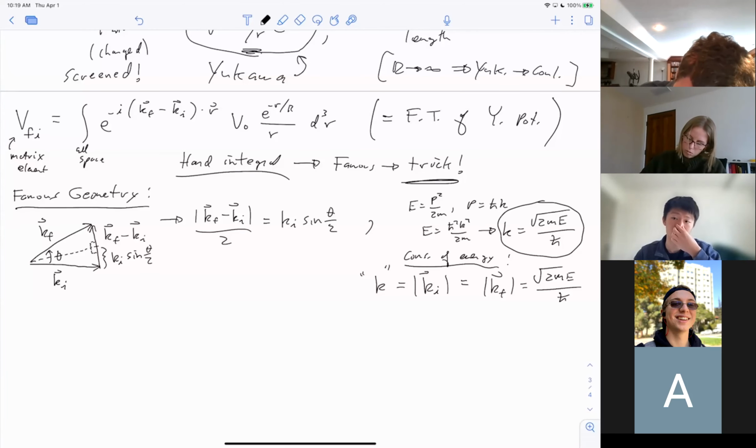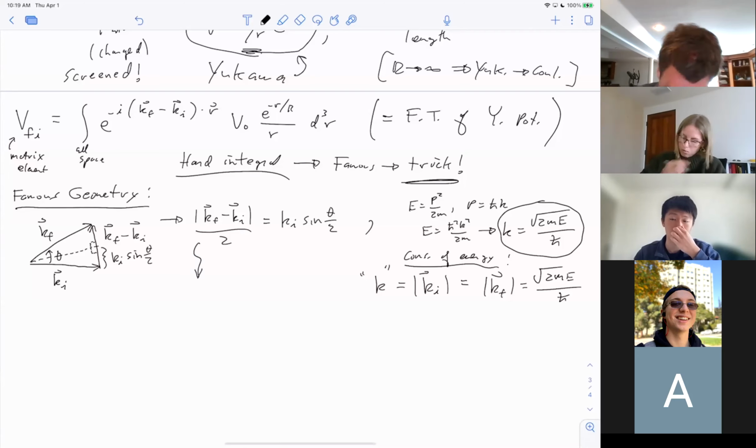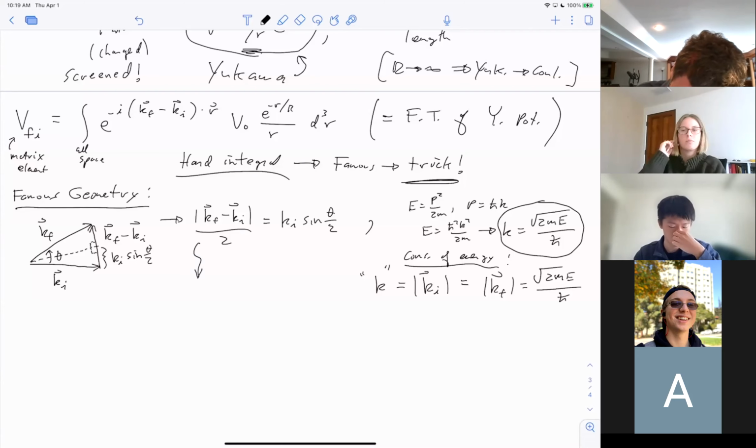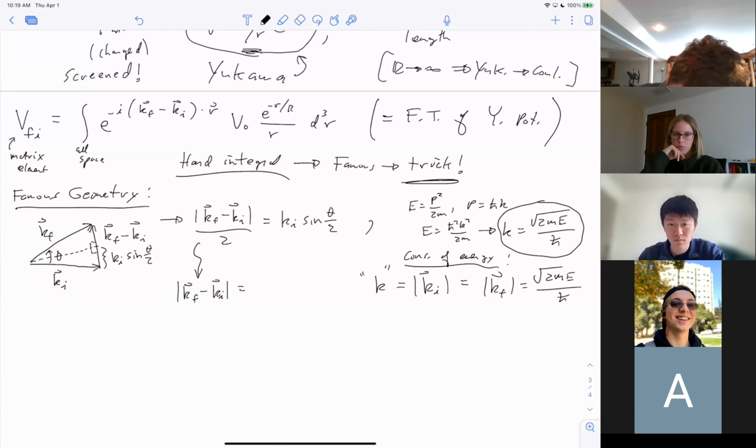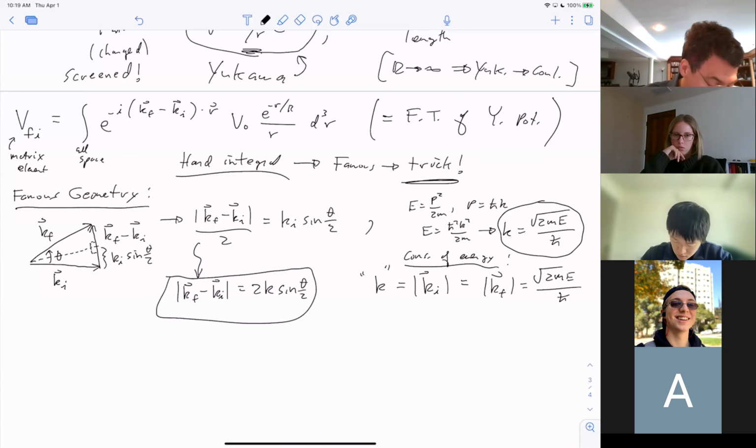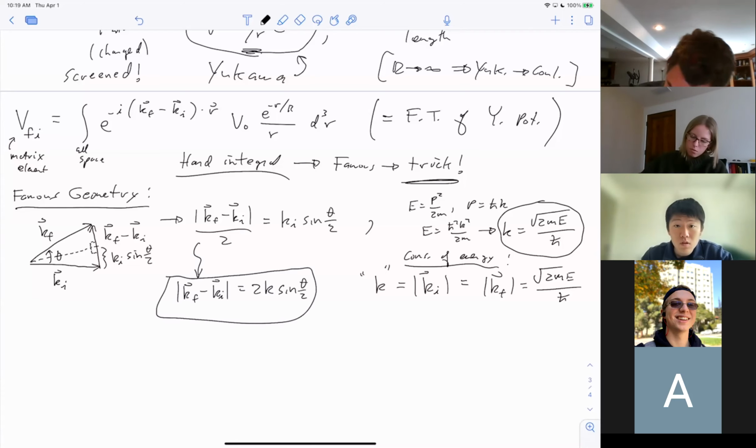Okay, and so from this I can say that the length of k final minus k initial is equal to 2k sine theta over 2. This is just a cute little geometrical fact, where theta here is equal to the scattering angle.